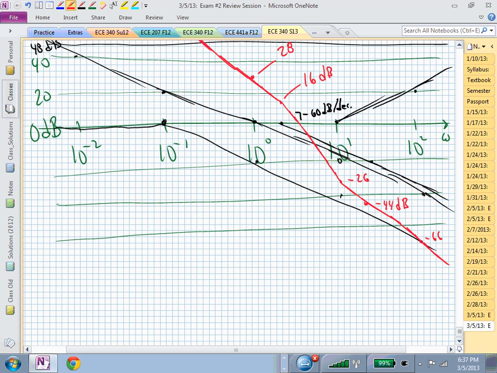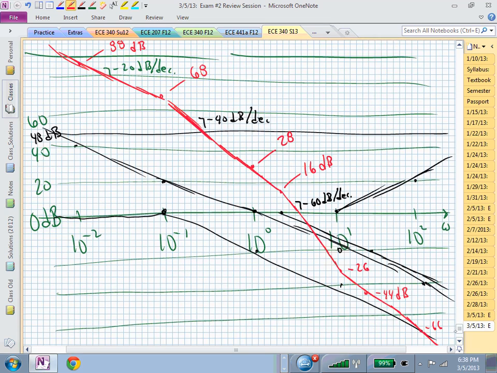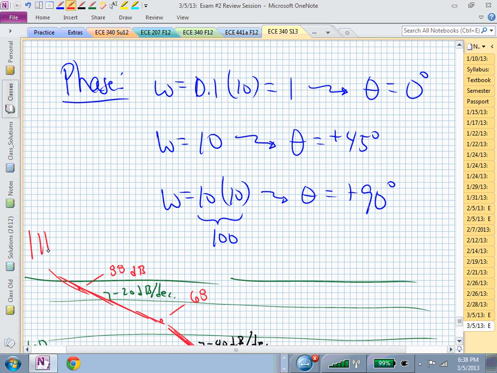And I just keep going at that slope. And this is now minus 40 dB per decade. You can see that it gets a little ugly, but you now kind of know what your magnitude plot looks like as a function of frequency. This is now the total magnitude in dB. What's the phase look like?